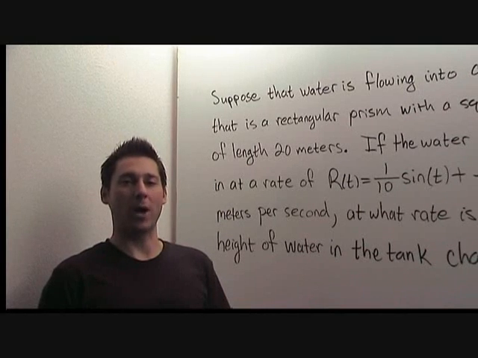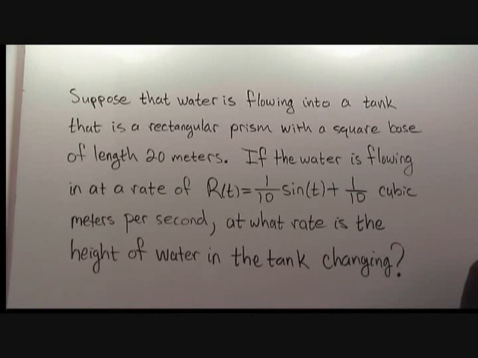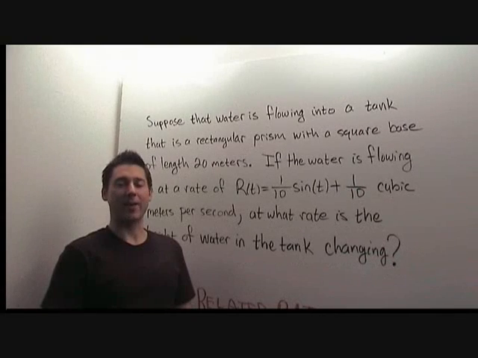This is a classic problem about related rates. Suppose that water is flowing into a tank that is a rectangular prism with a square base of length 20 meters. If the water is flowing in at a rate of r of t is equal to 1 over 10 sine of t plus 1 over 10 cubic meters per second, at what rate is the height of water in the tank changing? At first glance, this looks like a very complicated problem.